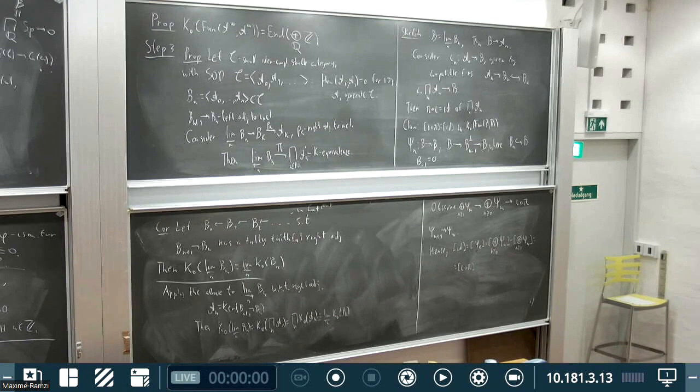You're assuming that you know it for compactly generated categories. Yes. And that gives it to you for all dualizable categories for n. Yes. Okay.